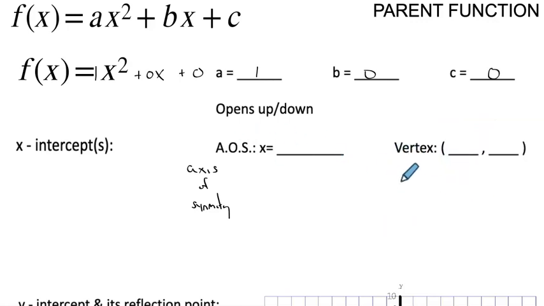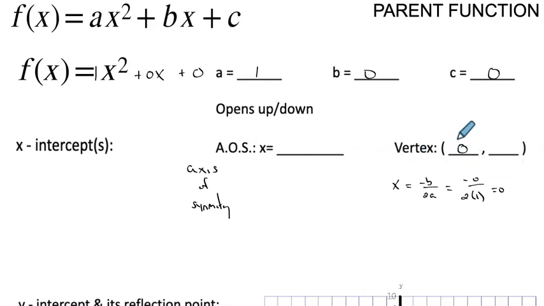Okay, so for the vertex, I'm going to give you a formula here. x equals negative b over 2 times a. Alright, and notice however, x equals and not anything else. So this gives you the x value of the vertex. So if you plug this in, well, negative b, which is just negative 0, over 2 times 1, and 0 divided by anything is just 0. So the x value of the vertex is 0.